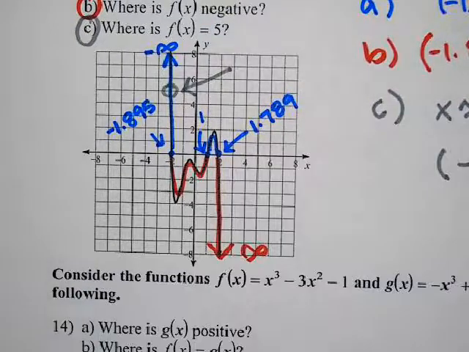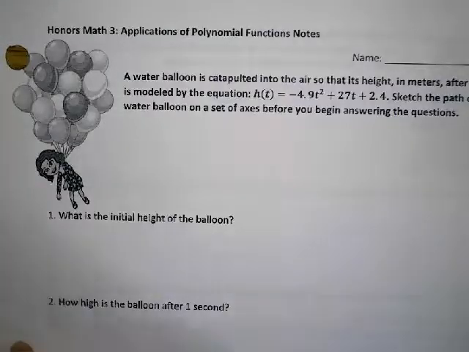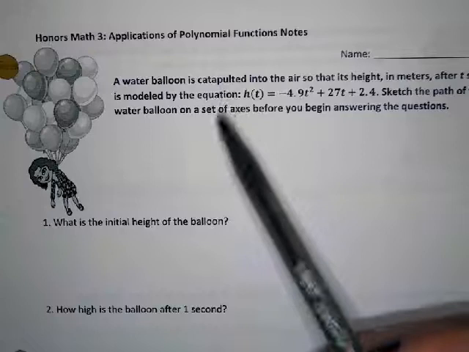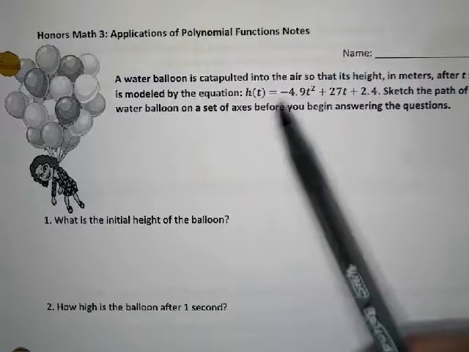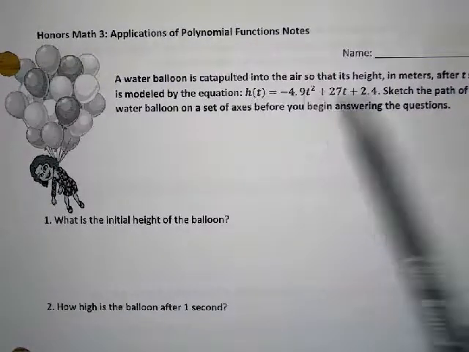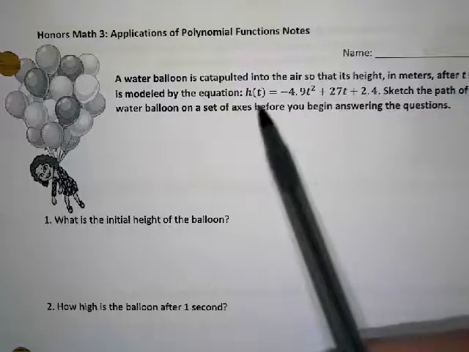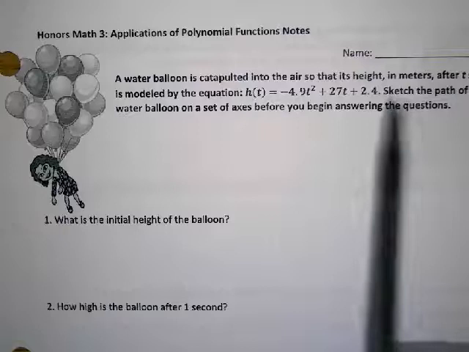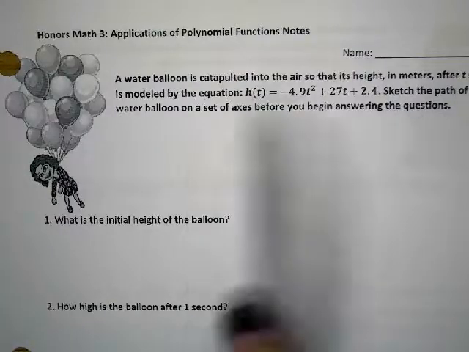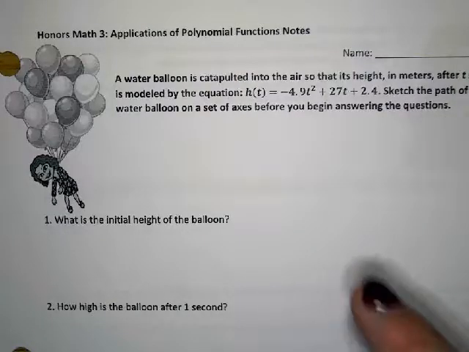Okay. So it says a water balloon is catapulted into the air so that its height in meters after t seconds is modeled by the equation, and then it gives you the equation. Sketch the path of the water balloon on a set of axes before you begin answering the questions. So let's go ahead and draw what this looks like.